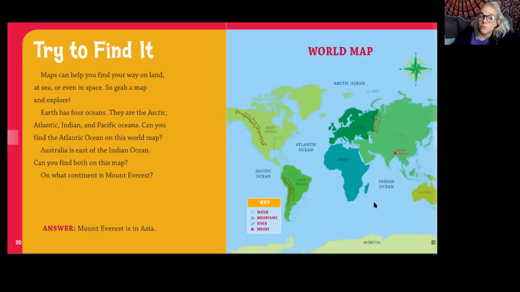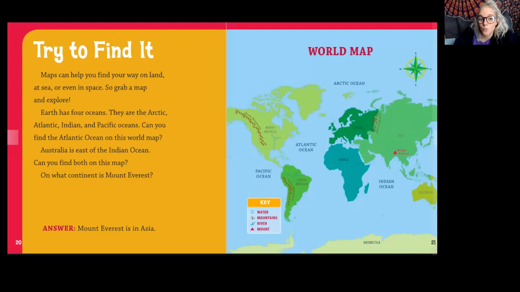Maps can help you find your way on land, at sea, or even in space. So grab a map and explore. Earth has four oceans. They are Arctic, which is by the North Pole because it's very cold, Atlantic over here, Pacific over here, and Indian right here. Can you find the Atlantic Ocean on this world map? Australia is east, never eat soggy waffles this way, of the Indian Ocean. Can you find both on this map?